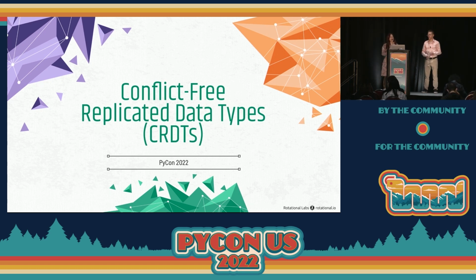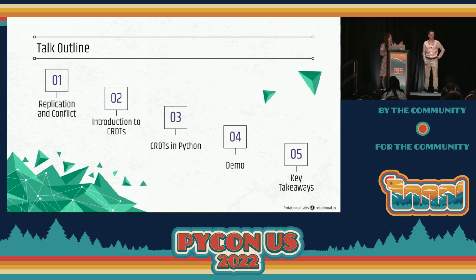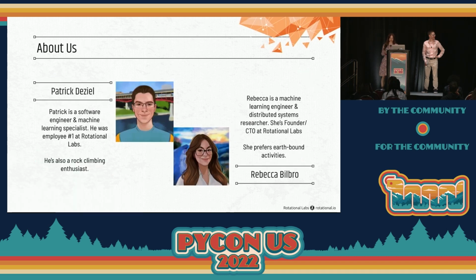So we're going to be talking about how we think that CRDTs might help improve code collaboration for the Python community. We're going to start by defining some terminology from the distributed systems community that helps contextualize why CRDTs are so cool and useful, and then we'll give a high-level introduction to CRDTs, followed by a more in-depth description of our own open source Python implementation of conflict-free replicated data types and a little demo, fingers crossed, followed by some takeaways for you.